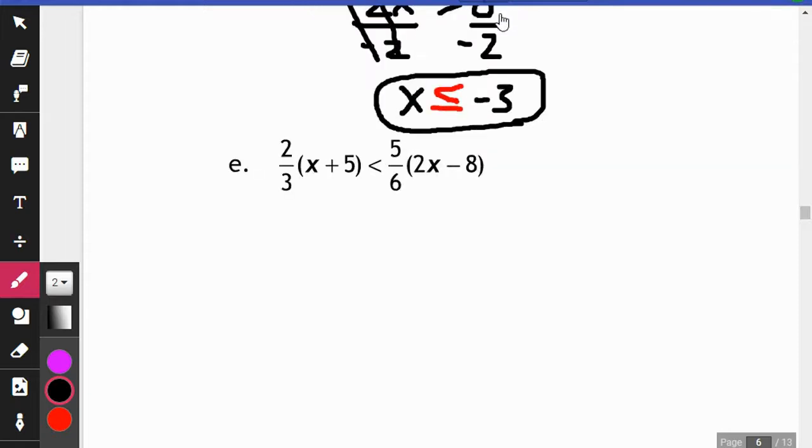So this one has fractions as well. Notice it has a 3 and a 6. So what I can do is I can multiply to get rid of fractions always. This is called clearing fractions. I can look at it and say, hey, I want to get rid of the 3 and the 6. I'm going to multiply by one of those numbers.